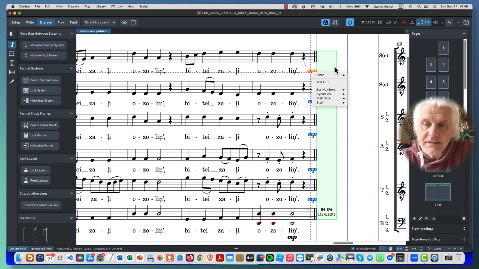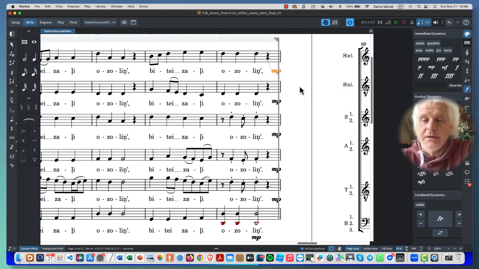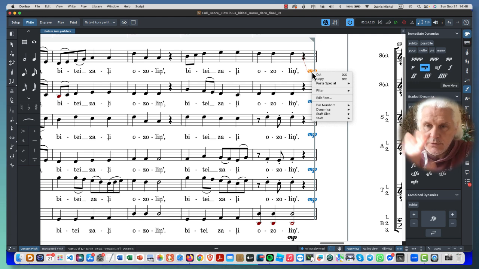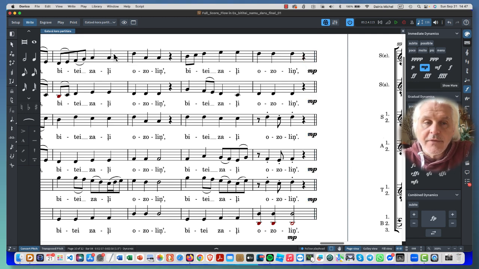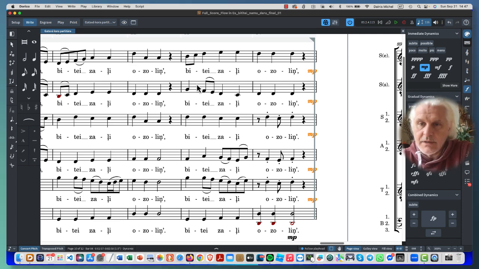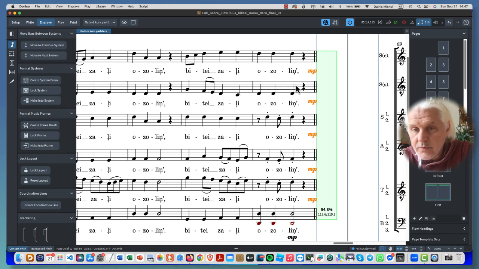I select one of the group or linked dynamics. Then I'm right-clicking, but I'm using the double two-fingered click on my MacBook Pro trackpad, I guess is what it's called. And I'm going to unlink. Now that they're unlinked, I move back to engrave mode. And now they're all selected. They would move together. But now that they're unlinked, I can move them individually.